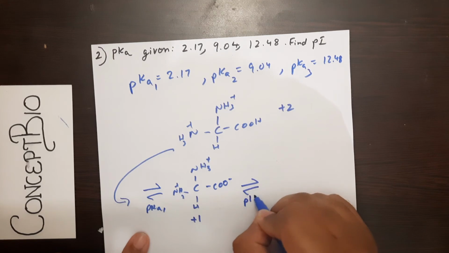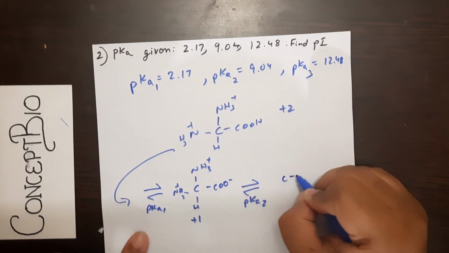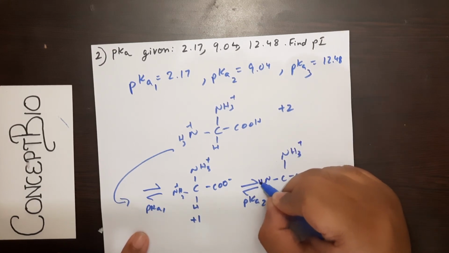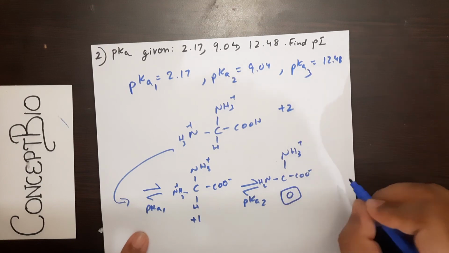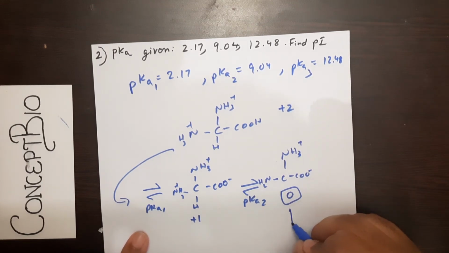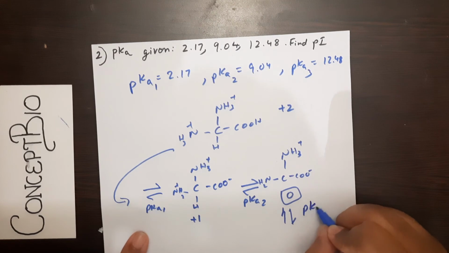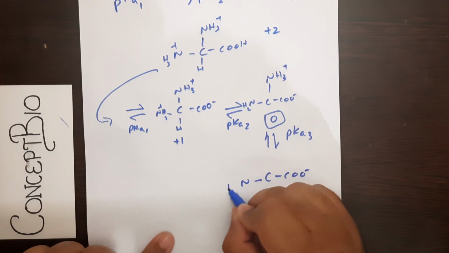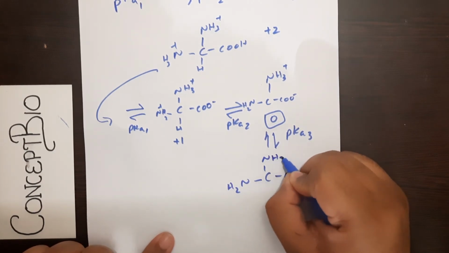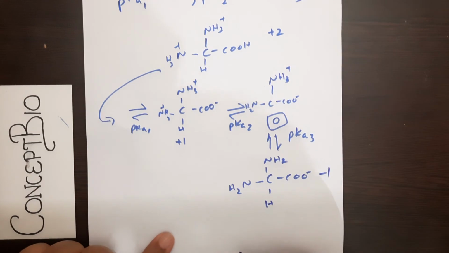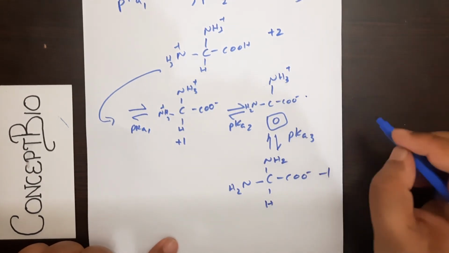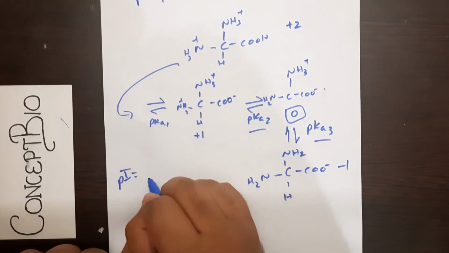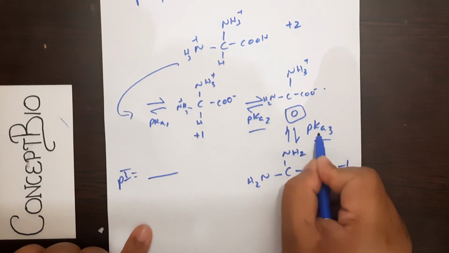If I increase it to pKa2, then COO minus, NH3 plus, NH2. Net charge here is 0, Zwitter ion. And finally, if we cross our pKa3, what would happen? COO minus, NH2, NH2, H. Net charge -1. So which is our Zwitter ion? This is our Zwitter ion. Which are the pK values flanking it? This and this. So pI will be equal to taking the pK values before and after the Zwitter ion stage.